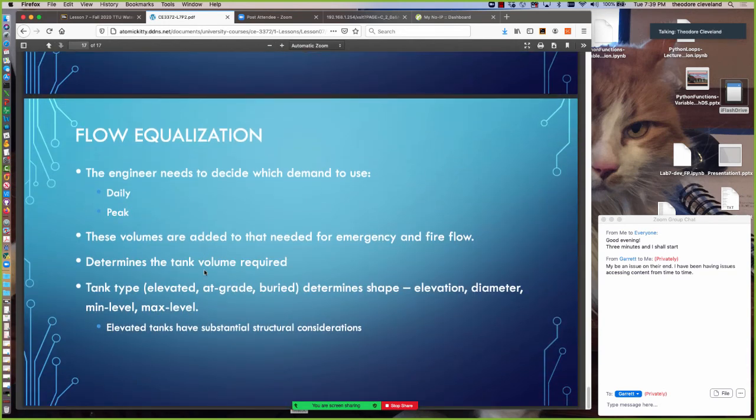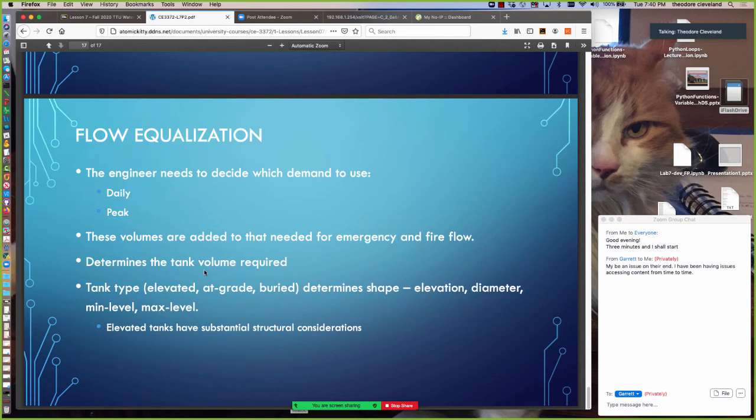So in doing flow equalization, we need to decide which demand that we want to use. Do we want to use daily or peak or some combination of the two? The computed volume gets added to that we allocate for emergency and fire flow, and that ultimately determines the tank volume that's required. Once we know what the tank volume requirement is, then we can choose a tank type. So if we also need to provide pressure, that could be an elevated tank. And if it's too big, we might have to put in multiple tanks.